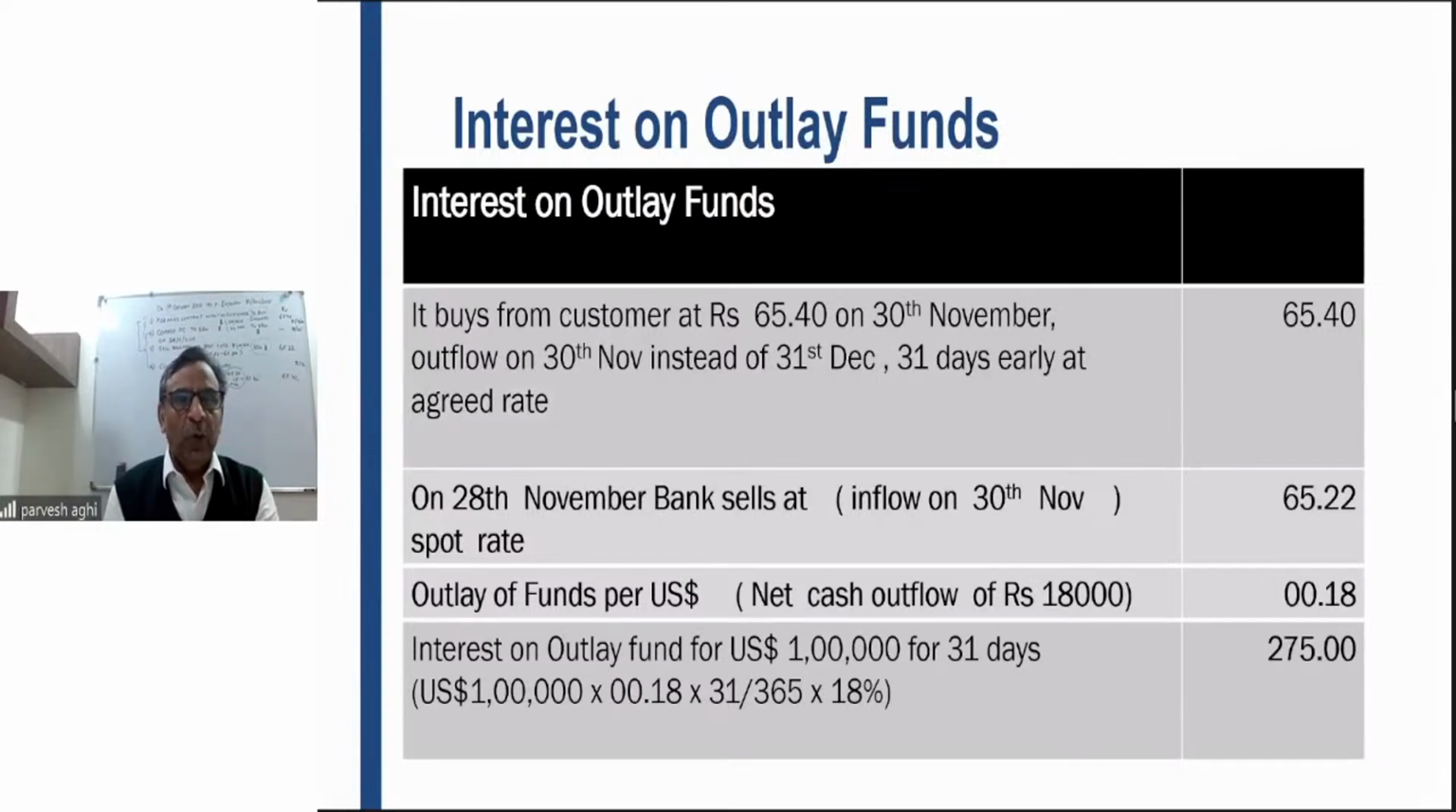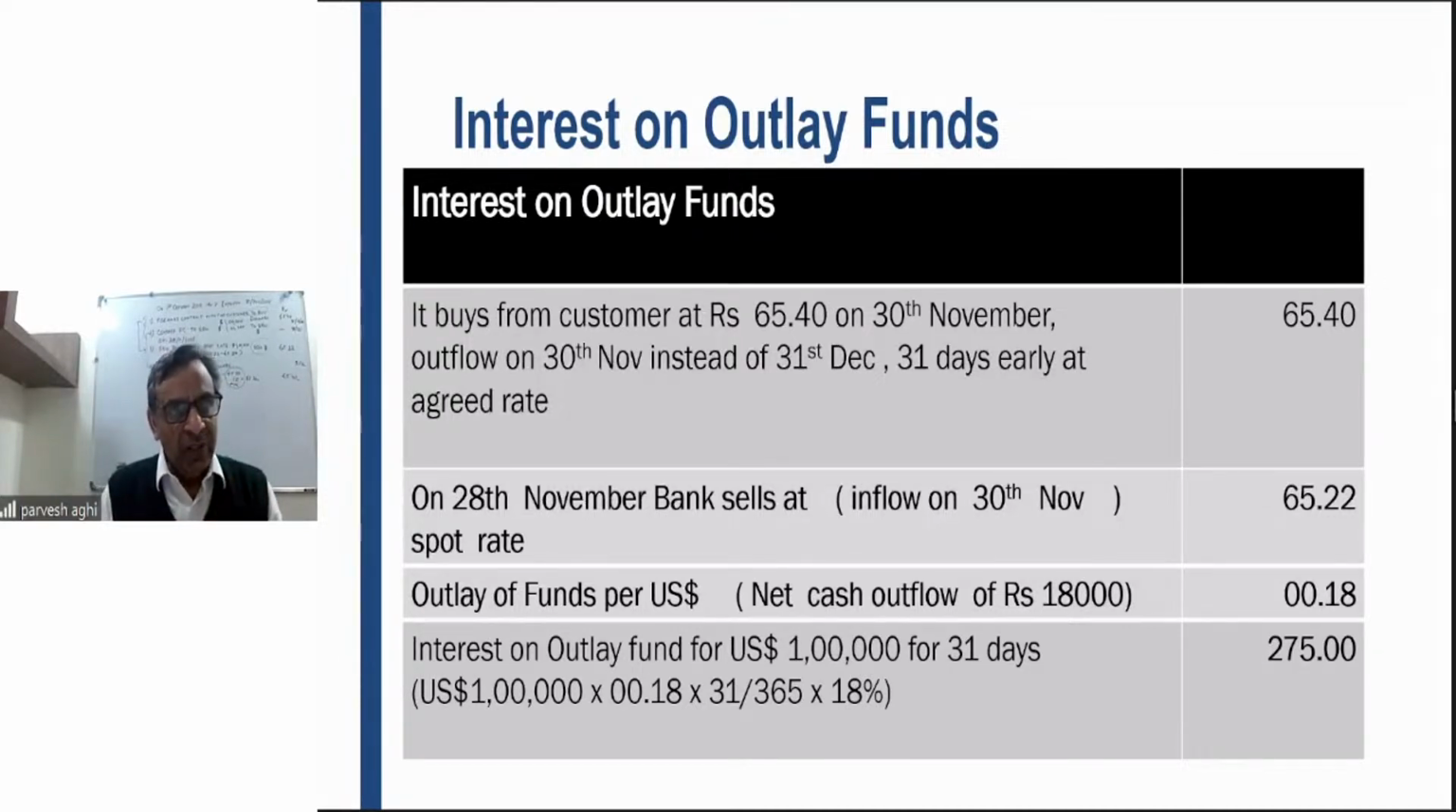So what happens is that the bank was supposed to give you money on 31st of December, because you are supposed to receive your dollars on 31st. But now you have received your money on 30th November from abroad. So the bank is going to convert the dollars and give you money 31 days before, at the same price at which they have booked your dollars. They give you a rate of 65.40, which was applicable on 31st December. They're not changing that rate. They're giving the same money, but a month earlier.